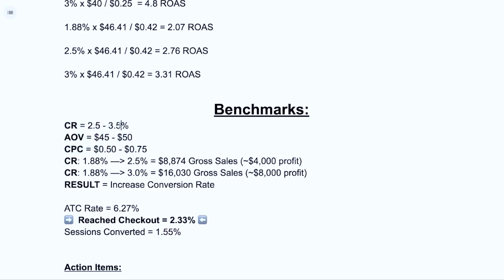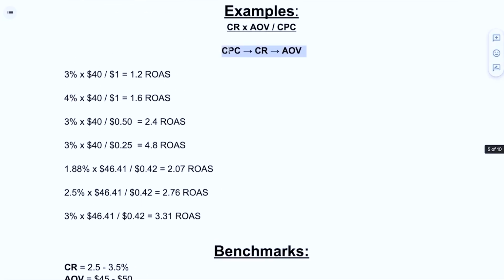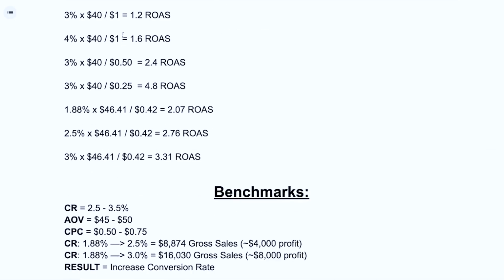We're not shooting to fix this equation by getting to a 10% conversion rate. We're not shooting to fix this equation by getting $150 average order value. We're trying to hit these benchmarks, and we're trying to hit them in this order. And the reason that we do it in this order is because of this. When we lower the cost per click by 50 cents, it gives us a 2.4 ROAS. If we lower it by another 25 cents, it takes us from a 2.4 to a 4.8. So these would take roughly the same amount of effort.